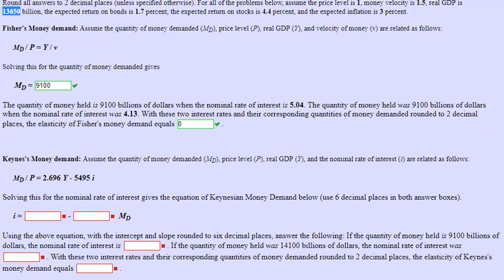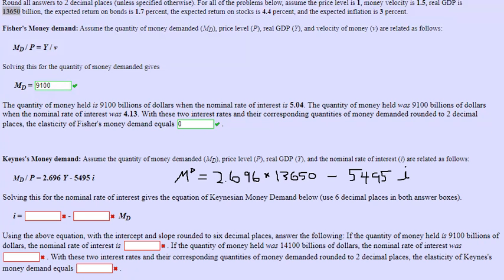Okay, so let's do this. We got MD equal to 2.696 times 13650 minus 5495I, right? Okay, so we have to calculate this number here.